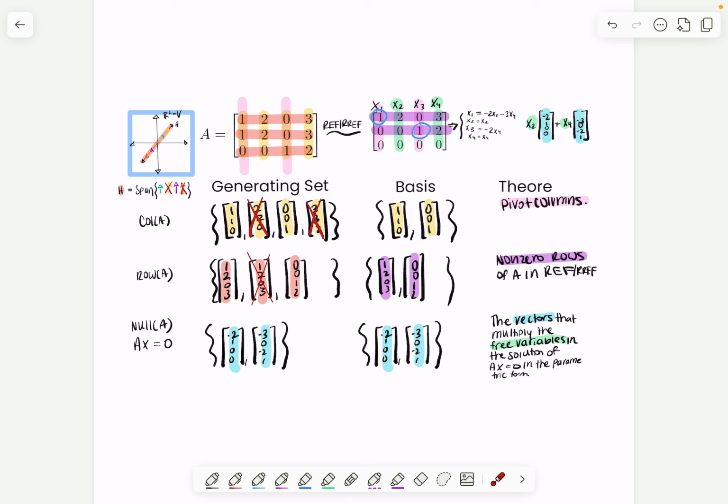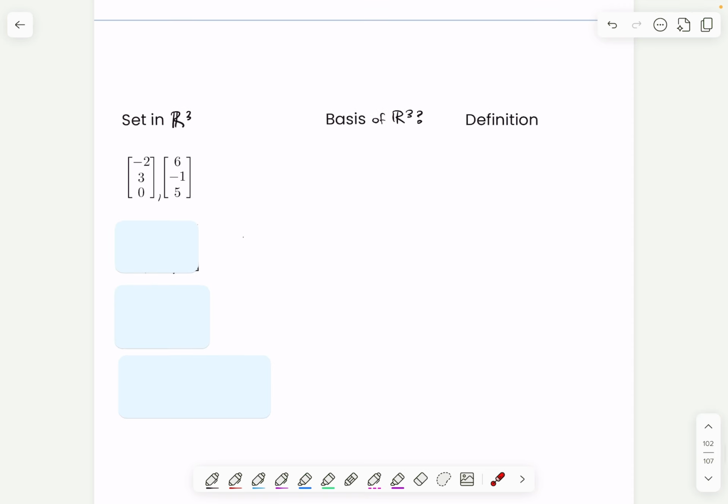In the last video, I showed you how to go from the generating set of the column, row, and null space of your matrix A to a basis. Now, sometimes they'll give you a set. They won't say that it's a generating set. They'll just give you a set of vectors in some dimensional space, and they'll ask you, is it a basis?